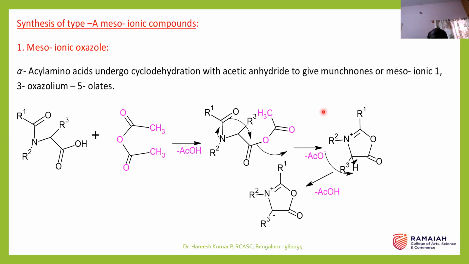So the next slide is about the synthesis, more particularly synthesis of type A meso-ionic compounds. So this is a meso-ionic oxazole. Okay. So you know that a five-membered ring with oxygen and nitrogen is called oxazole. Why is it meso-ionic? Because the positive charge is moving all around in the five-membered ring, and also a negative charge is there on the outside. So that is the reason it's meso-ionic.